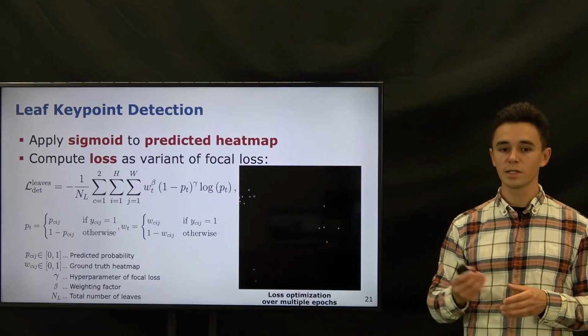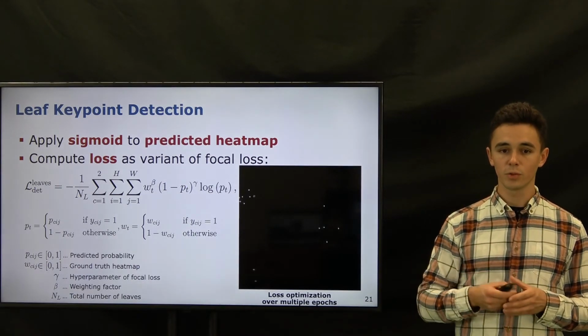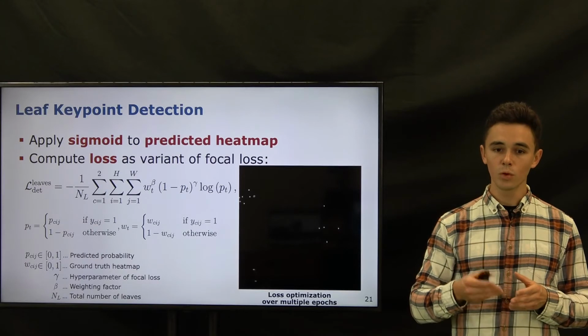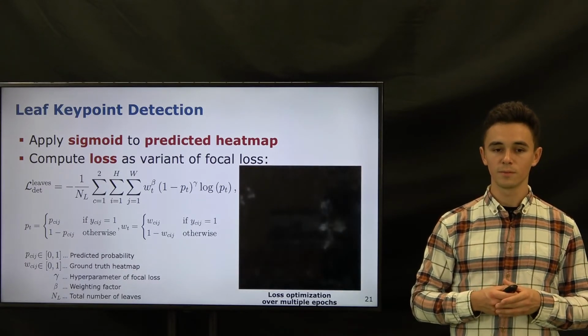Here on the right hand side, you can see how the network is training over multiple epochs and how it's getting more and more confident about the position of leaf key points.